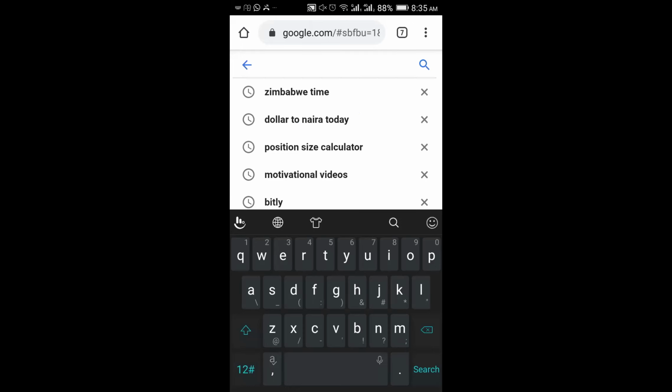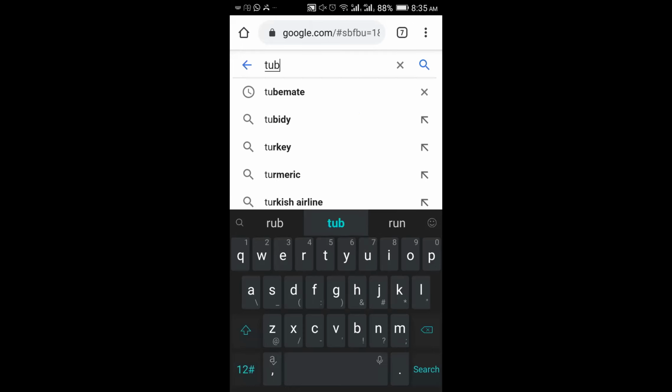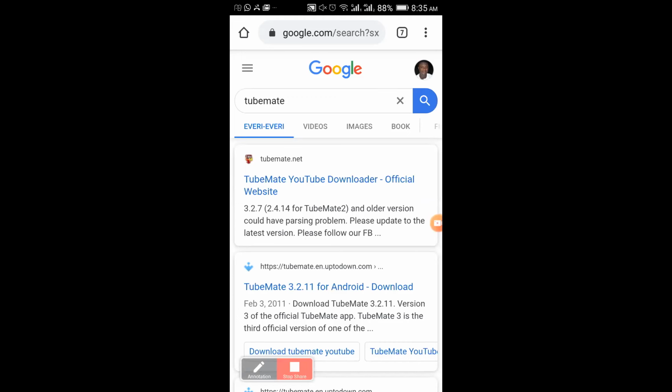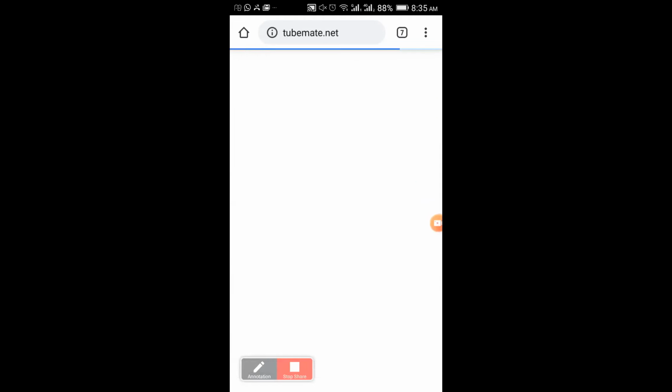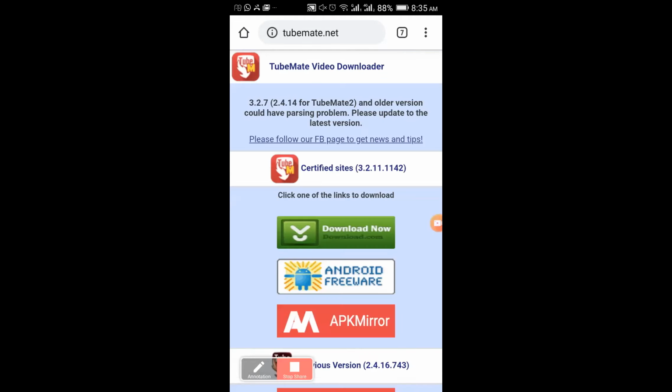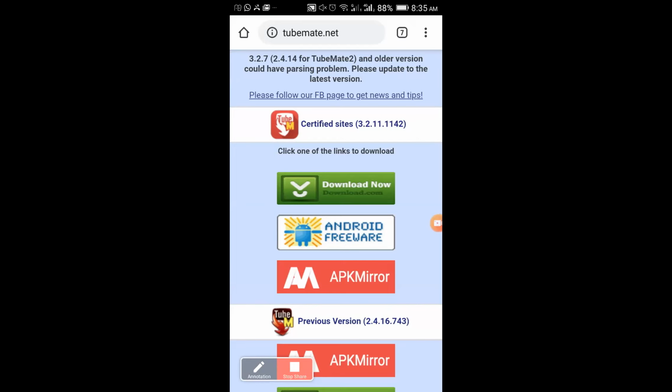Now, you just click TubeMate. You see the TubeMate official website, you just click it. You see, this is TubeMate. If you click download now, click one of the links to download. It will download TubeMate, but because I already have TubeMate, I am not going to download it. But once you click TubeMate, it will download.